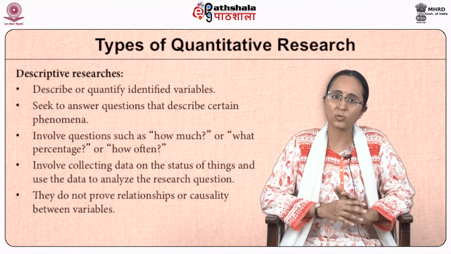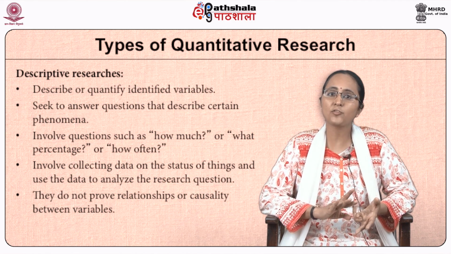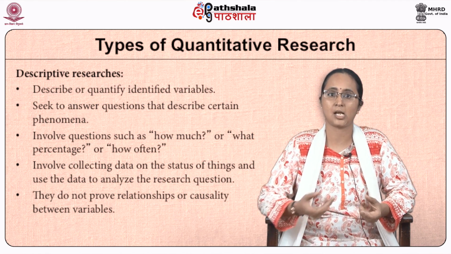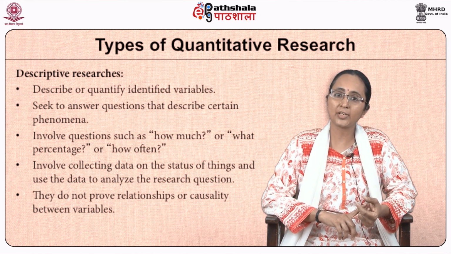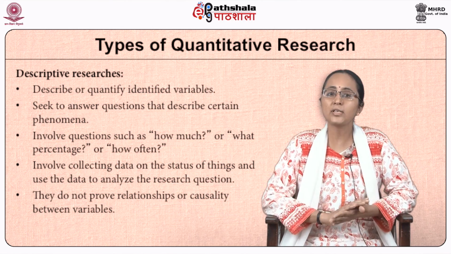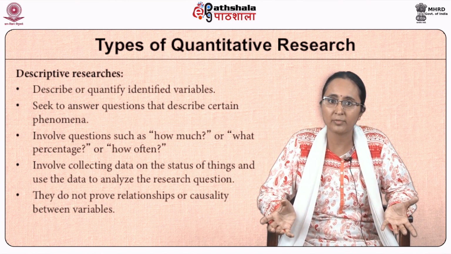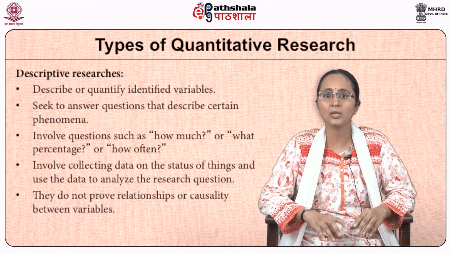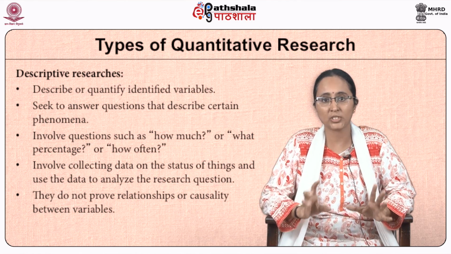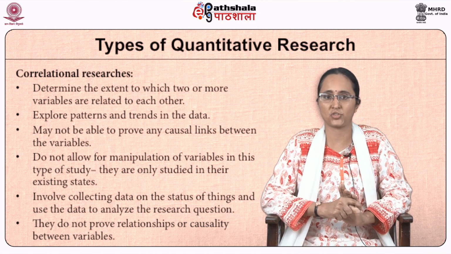For example, some questions are: what percentage of rag pickers are girls? How often do adolescents use social networks on a monthly basis? How frequently do children employed in home-based factories go to school every month? What is the incidence of cigarette smoking among 18 to 25-year-old Indian youth? Your research could have more than one research question, and it usually does. Okay. Second type of research is the correlation research.